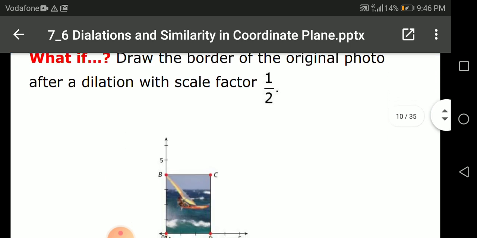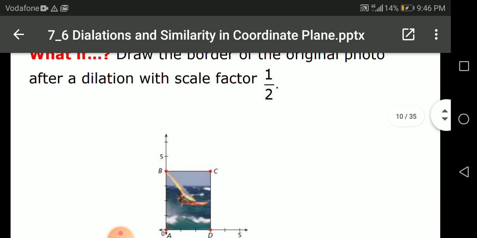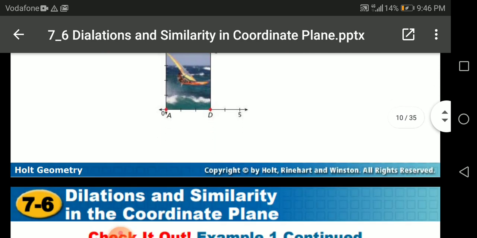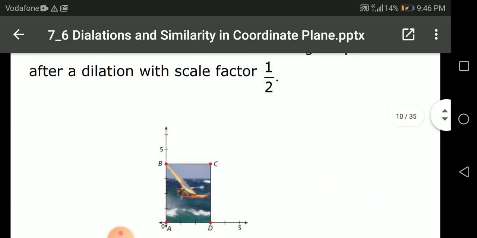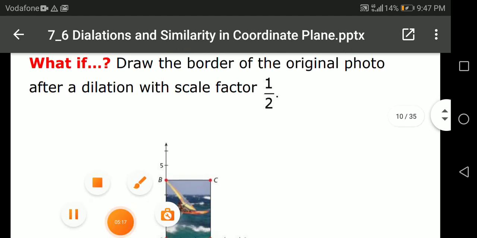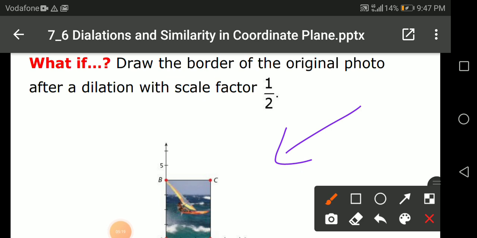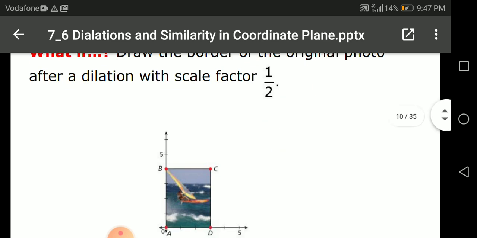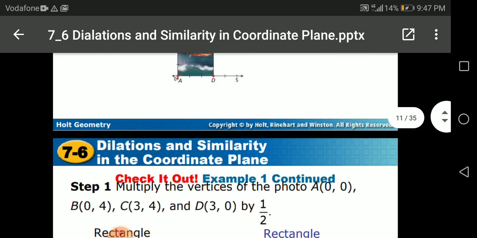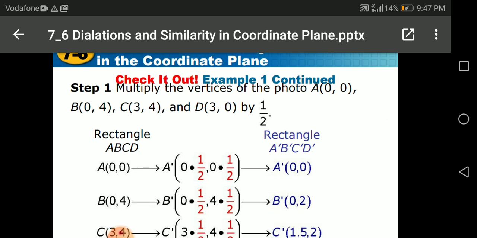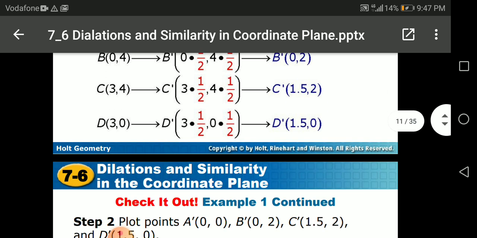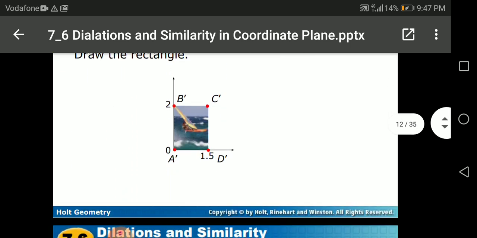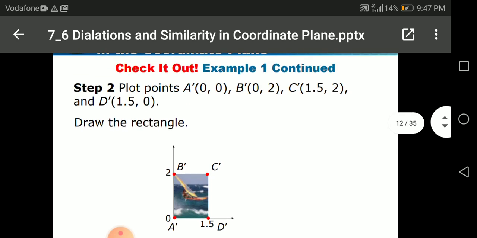I can check it out. Draw the border of the original photo after dilation with a scale factor of half. So I have here another kind of question. It's the same kind. I want you to do this as homework to make sure you understood this point. So I'm going to change here by using times half: multiply every vertex by half. After doing so, we will draw a new rectangle with the new vertices.